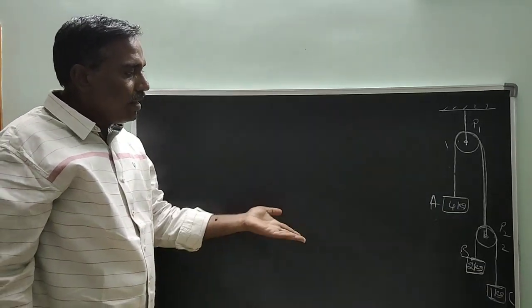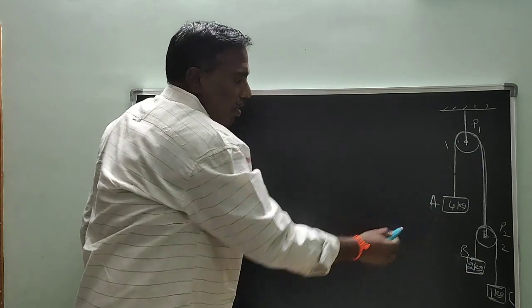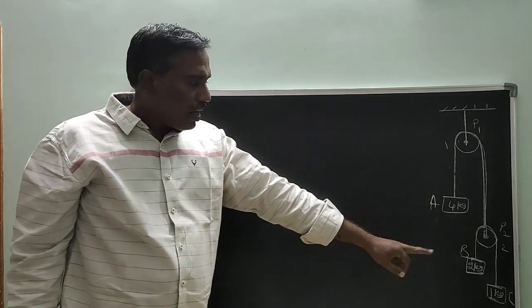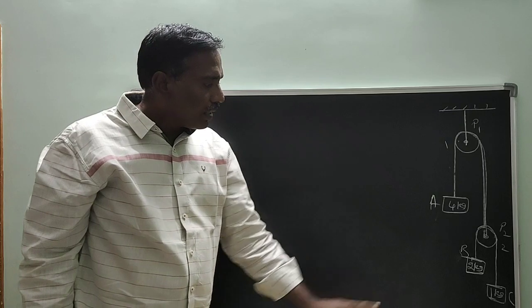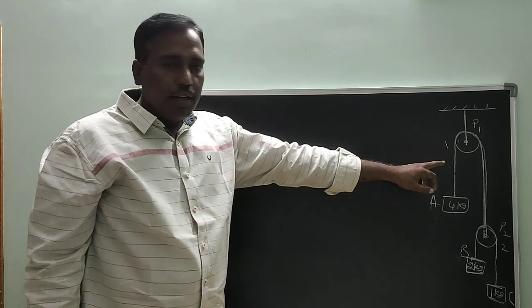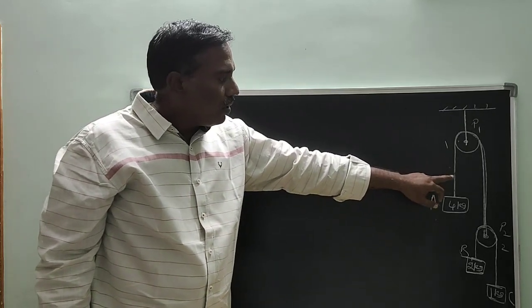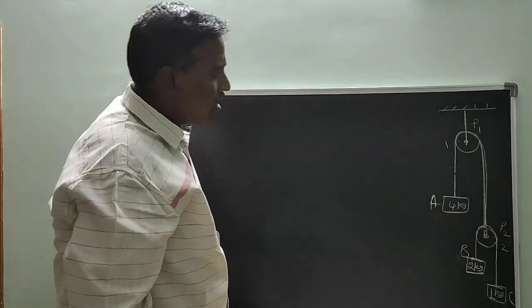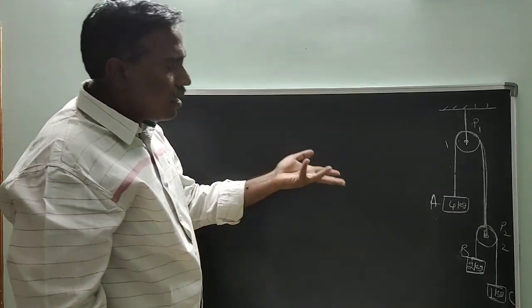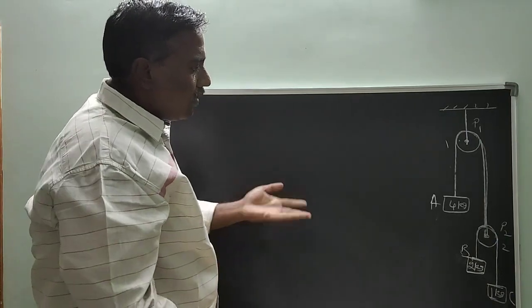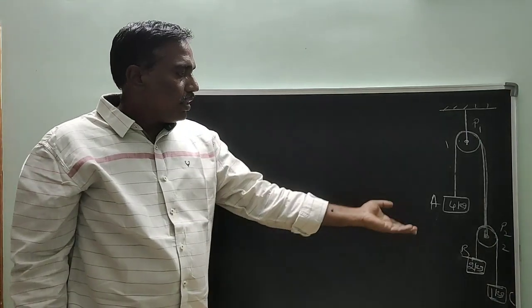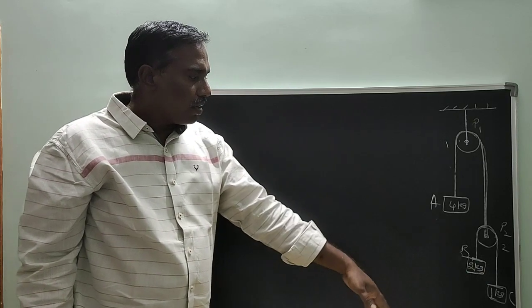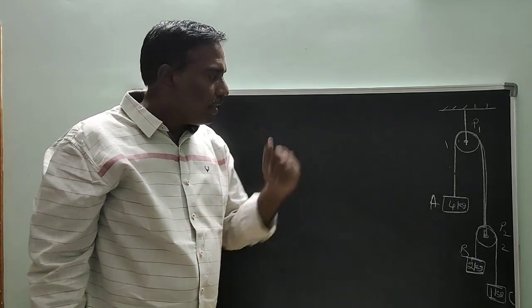How to find the acceleration of the 4 kg block, the acceleration of the 2 kg block, the acceleration of the 1 kg block, and the tension in the first string and the tension in the second string? To find the accelerations or tensions, first we need the forces acting on the 4 kg block, 2 kg block, 1 kg block and pulley.